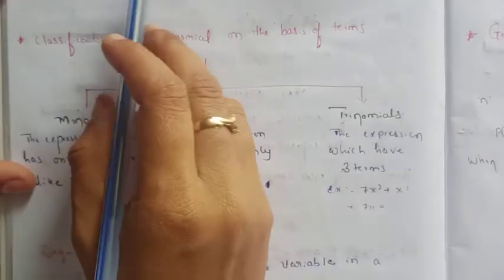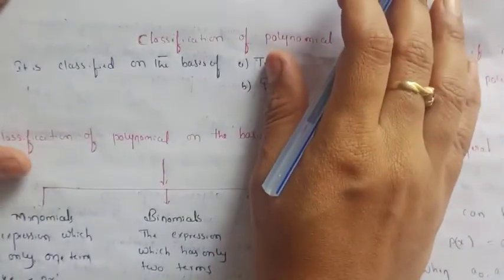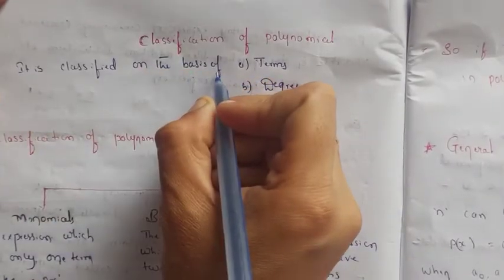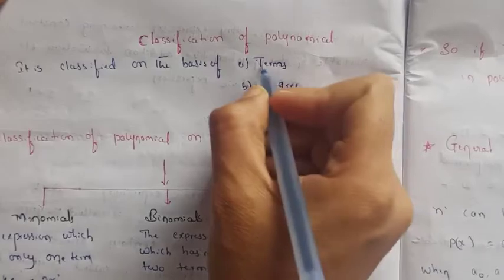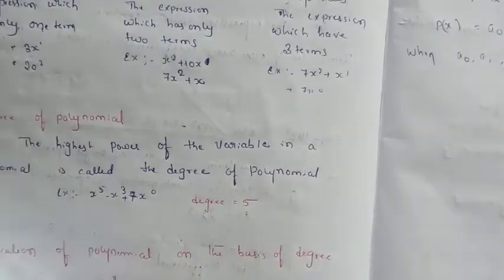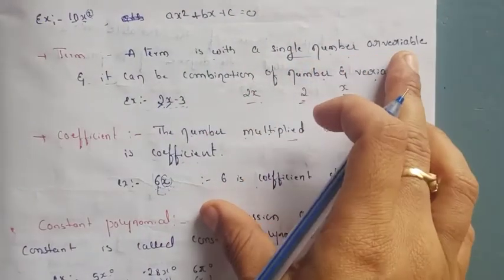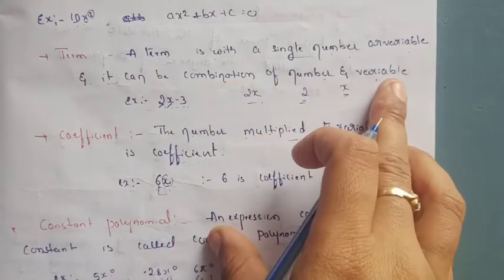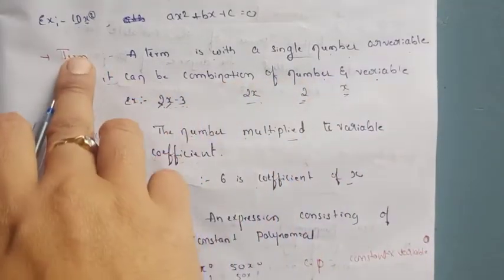Next is the classification of polynomials. It is classified on the basis of terms and degree. What do you mean by terms? A term contains a single number or a variable, or a combination of a number and a variable. Only then do we call it a term.